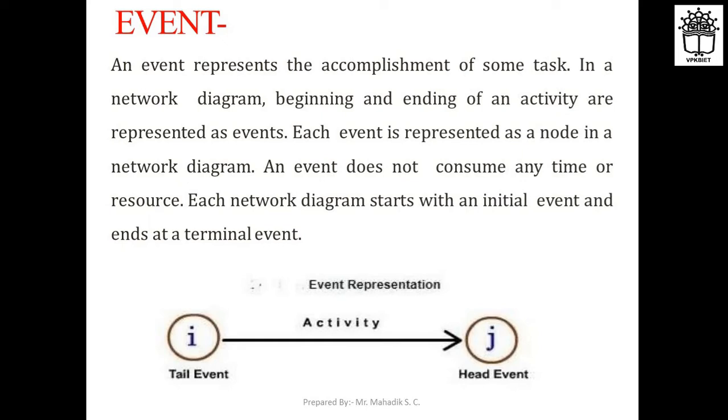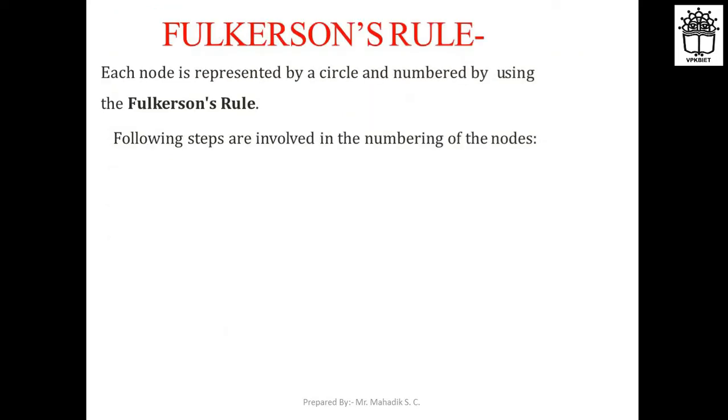When we are moving from I to J, we are doing some activity, and that activity is shown on that arrow. So generally events and activities are represented like this in the network diagram. There are some rules for drawing the network diagrams. So let us see the Fulkerson rules. Each node is represented by a circle and numbered by using the Fulkerson rule.